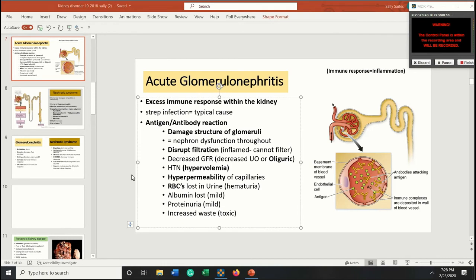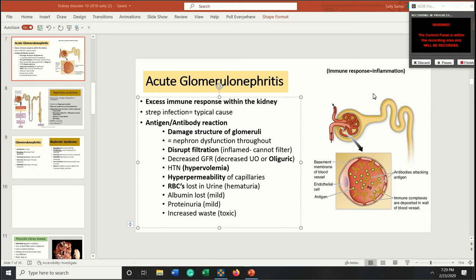Okay, so acute glomerulonephritis is an immune response within the kidney, typically caused by a strep infection. It can start with an antigen-antibody reaction within the body, and then that causes damaged structure of the glomeruli. So when we have damage of the glomeruli, our nephrons have dysfunction as well, and then that disrupts the filtration.